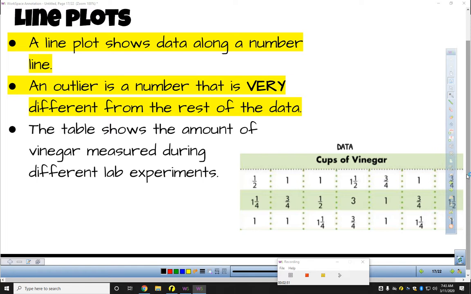If at any point any of this does not make sense to you, please stop the video and come and see me. But we're going to move into our first data set, which is based on cups of vinegar that were needed during a different lab experiment. So this table shows the different amounts of vinegar used in different experiments. Right? You'll notice that it ranges from about a half of a cup all the way up to 3 cups.